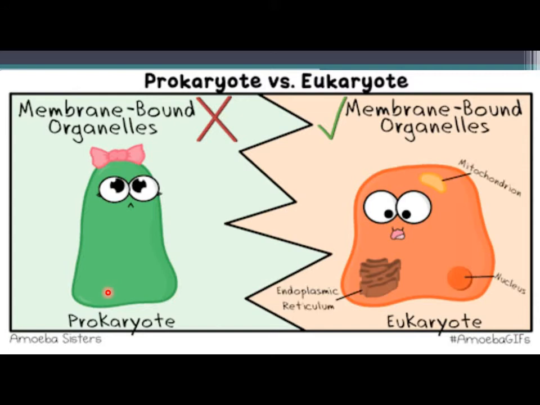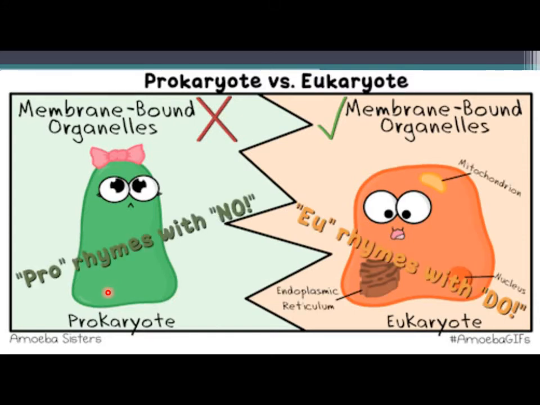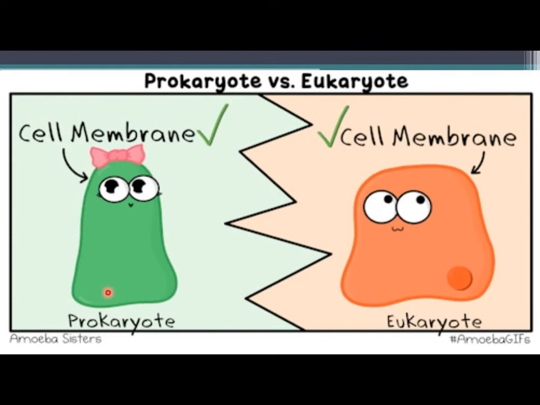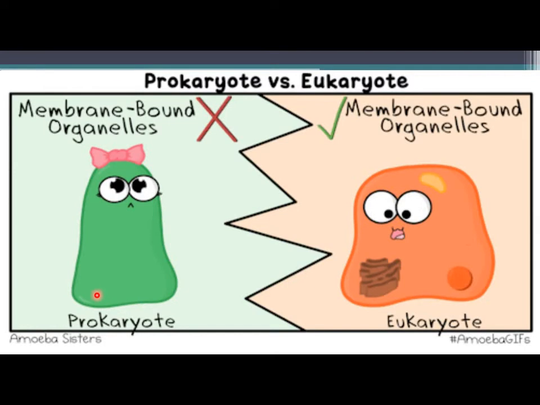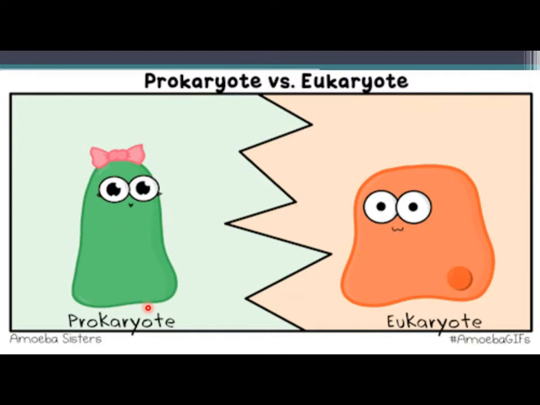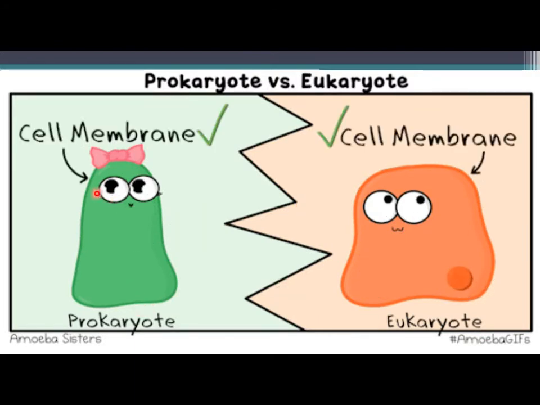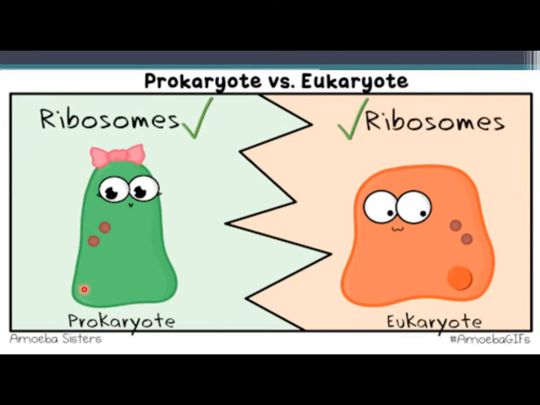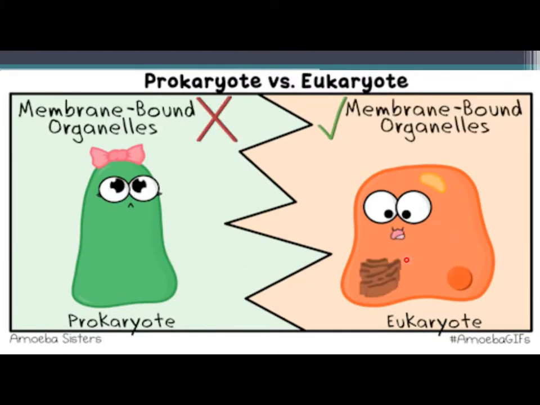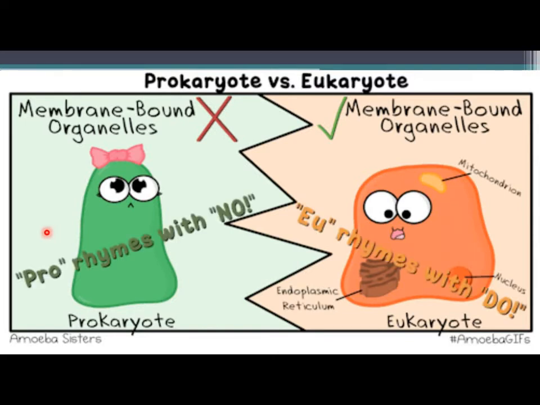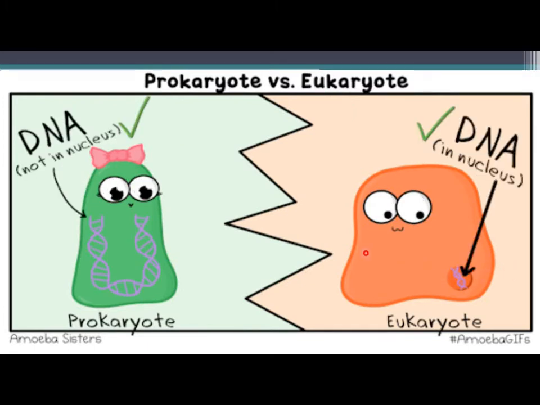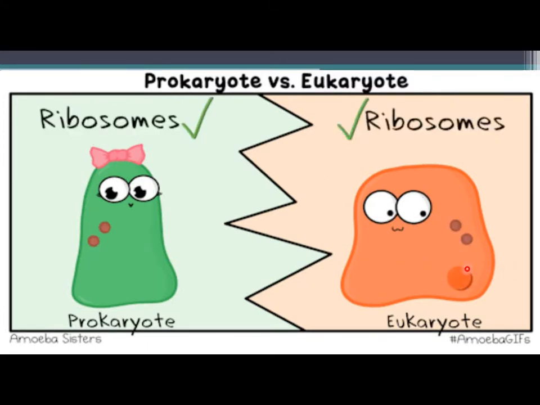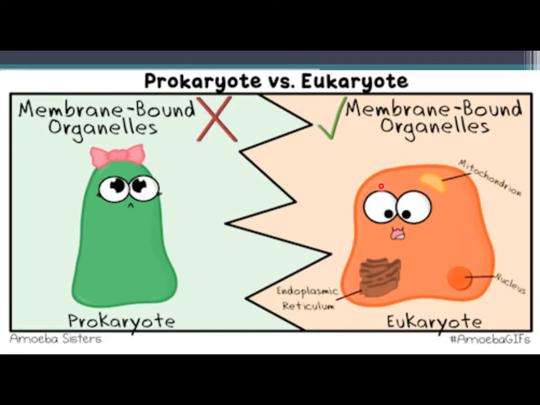And again, we have two types of cell based on the presence or absence of nucleus. We have prokaryotic cell and we have eukaryotic cell. So if you notice, these are the differences between prokaryotic cell and eukaryotic cell. The main difference is that the prokaryotic cell has no nucleus, but the eukaryotic cell does. When we say prokaryotic, pro means without. Eu means with, meaning they do have a nucleus.